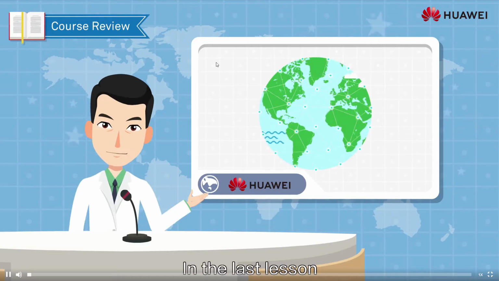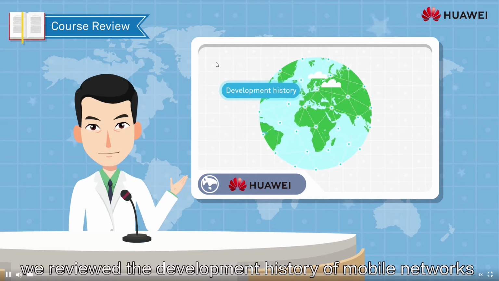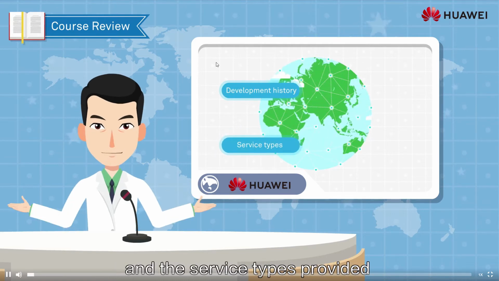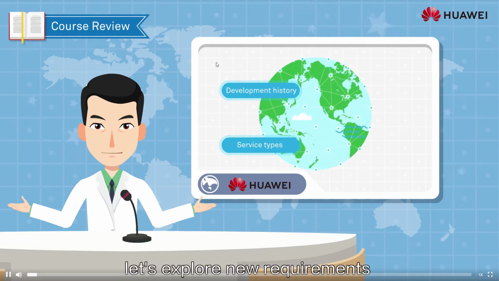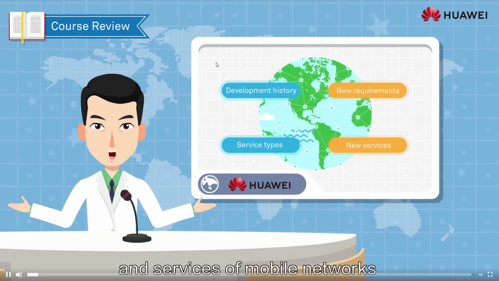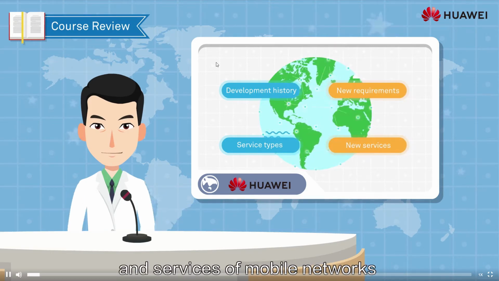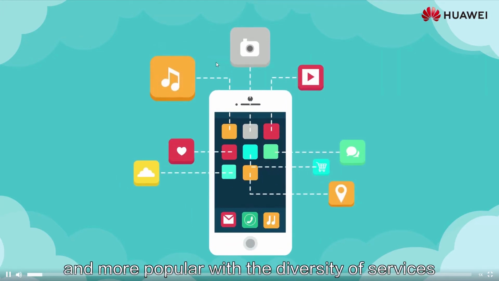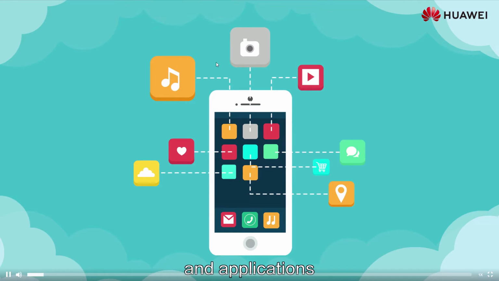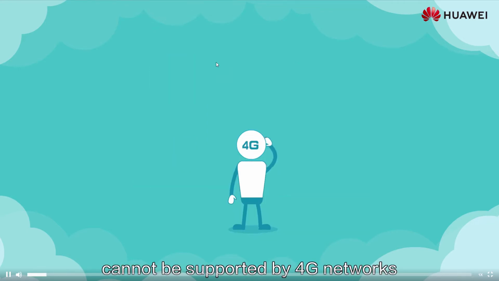In the last lesson, we reviewed the development history of mobile networks and the service types provided by the current mobile network. Looking into the future, let's explore new requirements and services of mobile networks. Now, smartphones are becoming more and more popular with the diversity of services and applications. However, some services and applications cannot be supported by 4G networks.